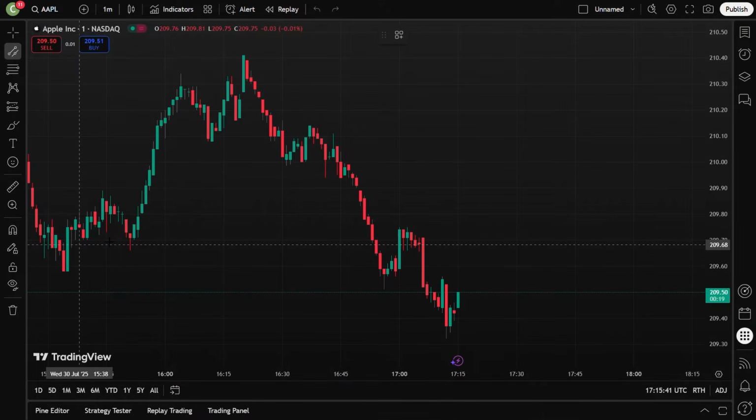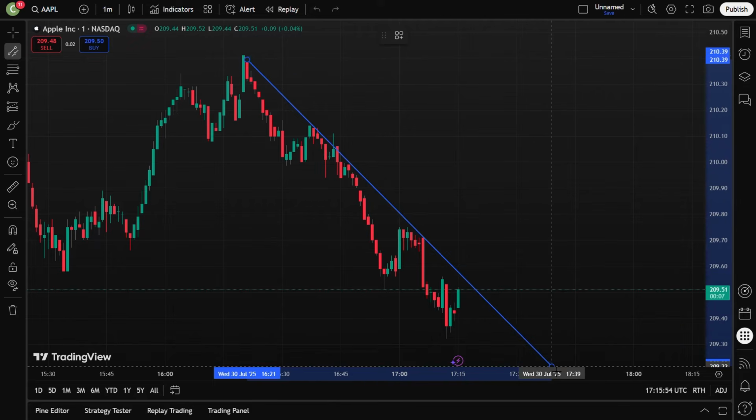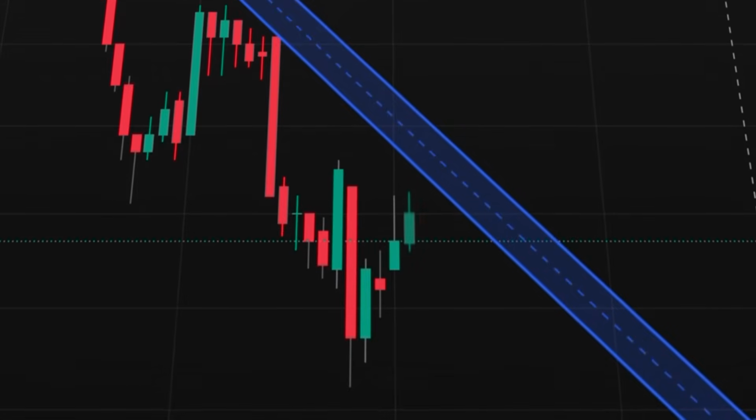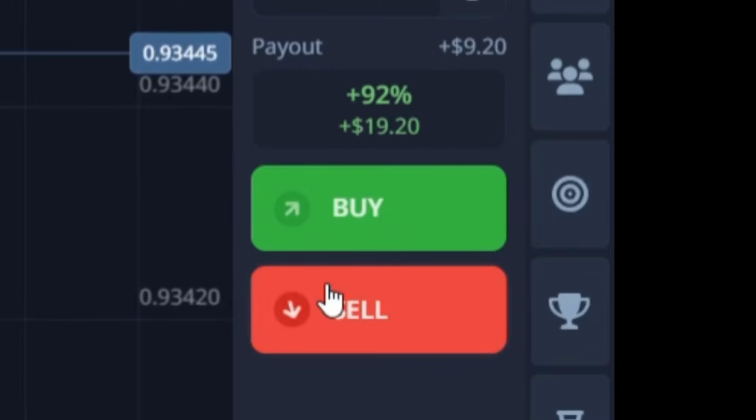If you're trading on a downtrend market, the trend zone needs to be drawn like this, touching multiple lower highs. And once the market is rejected by the parallel channel, we can go for a sell trade in pocket option.